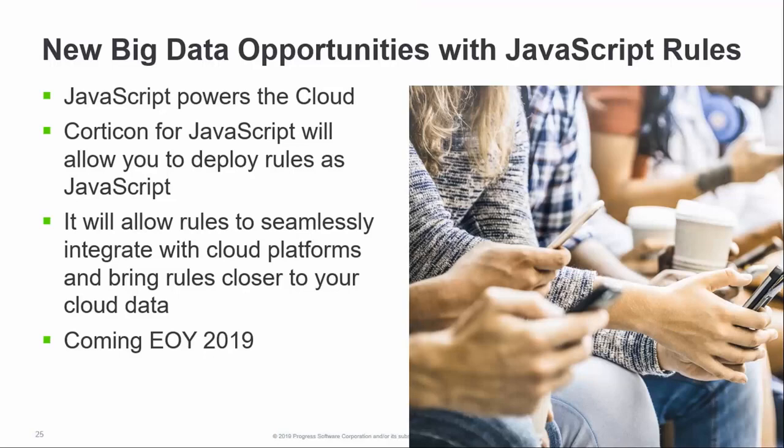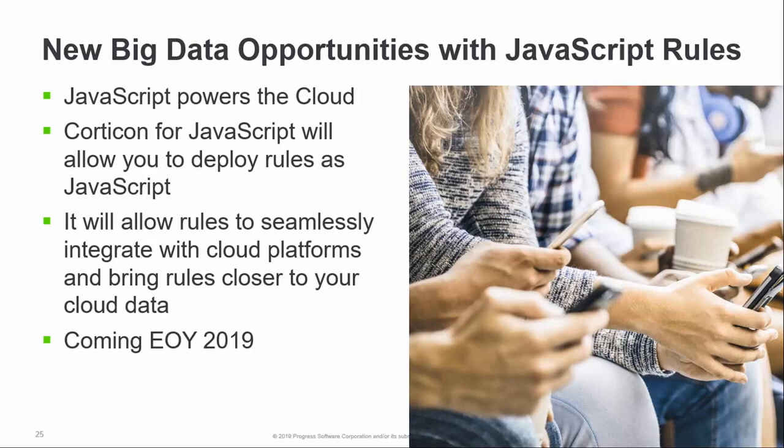We had a session yesterday about the JavaScript rules, and we've talked a little bit about it elsewhere in this conference. The JavaScript rules is a new capability that will be coming at the end of this year. There are lots of reasons that we're going there. JavaScript is what powers the cloud. Our approach for where we want Corticon to run has always been that we want to run where people are doing their computing, where they have the needs for the real processing. And JavaScript is everywhere. It's on the back end, it's on the front end, and we want to make sure that we can run the rules there.